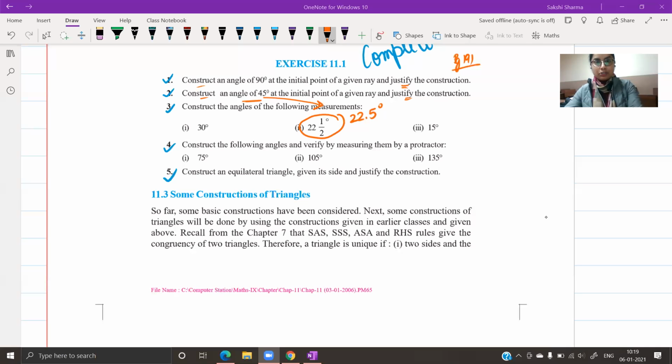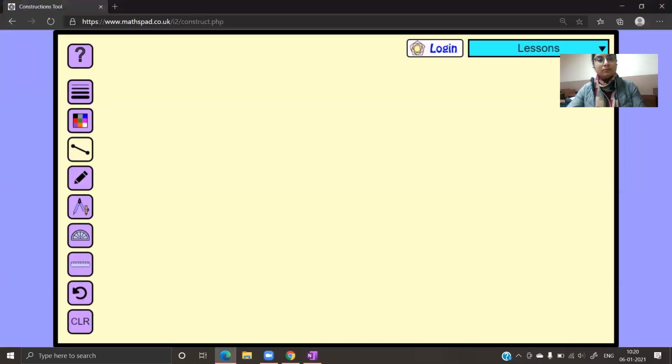Let's start with the construction of 90 degrees. First of all, you have to construct an angle of 90 degrees at the initial point of a given ray. So you can just start with the ray. I'm naming the ray as OA. You have to construct the angle at the initial point of the ray. So the initial point of the ray is O.